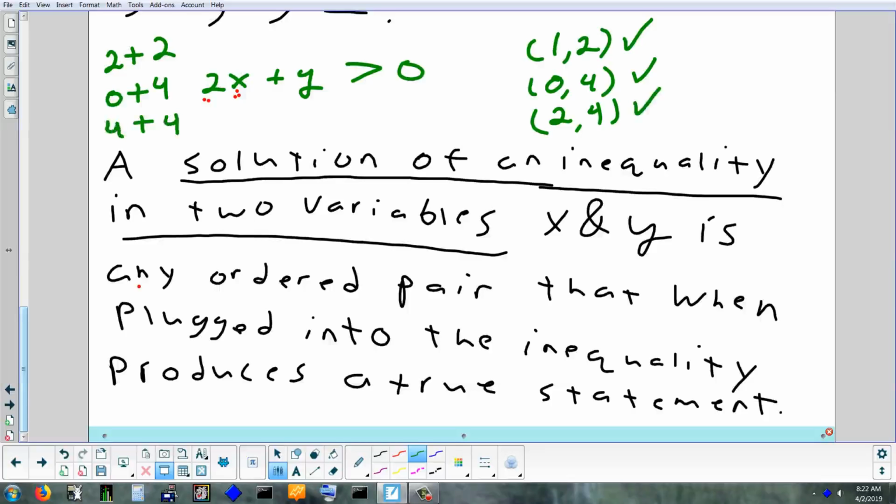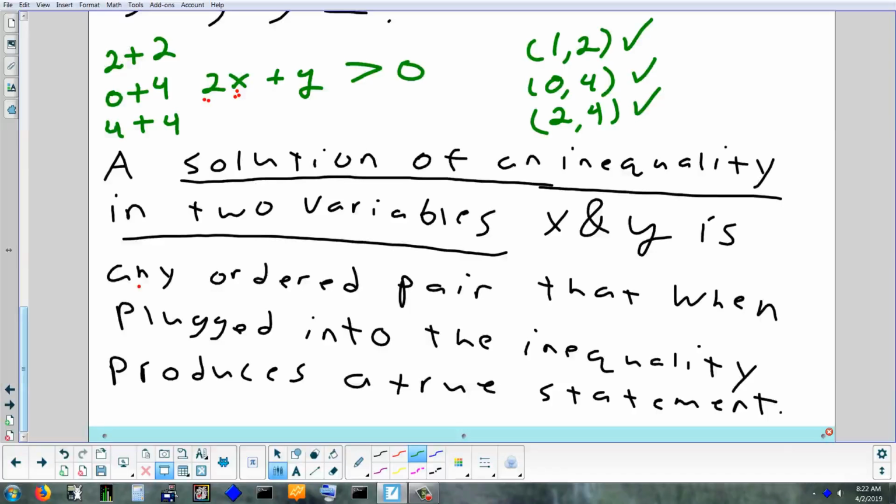We could go all day. You could just keep coming up with different ones. So that's how you check if an ordered pair is a solution. Plug it in and see if you get something that's true. If you plug in a point and get something that's false, then it's not a solution.